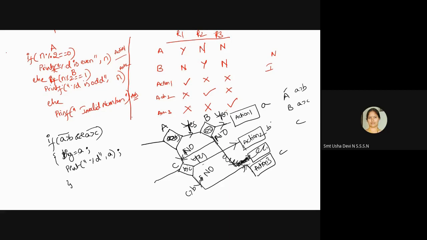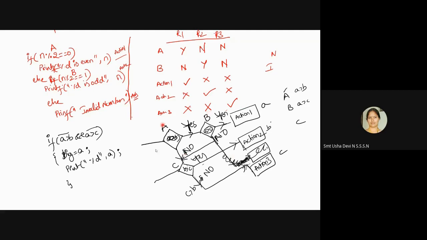Okay. If A is true, B must not happen. If B is true, A must not happen. Right? And one more thing: action 1 is going to be executed when A is true. A receives this Y. If B receives Y, then action 2 is going to be executed. So when is action 3 going to be executed? If both are false. If both A and B are false, then action 3 is to be executed.